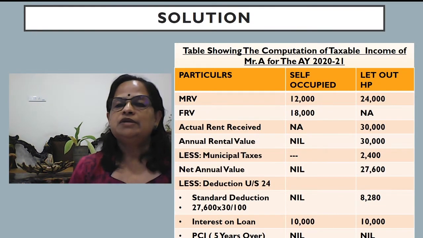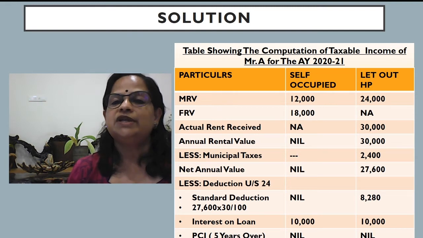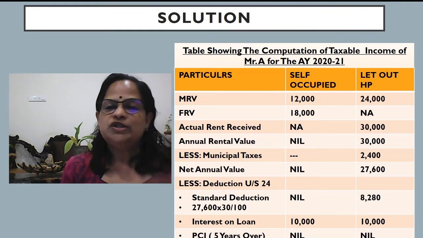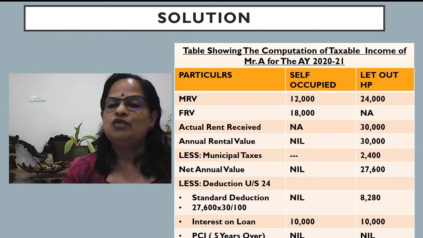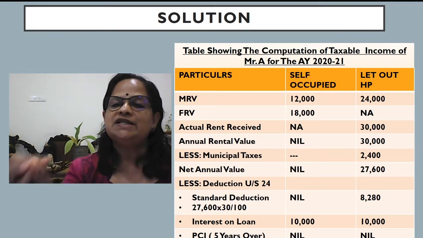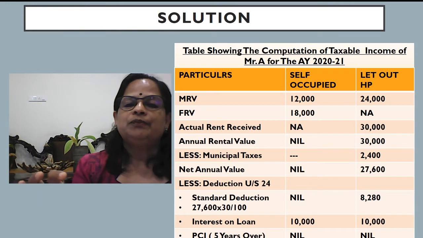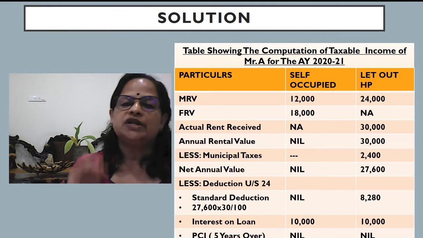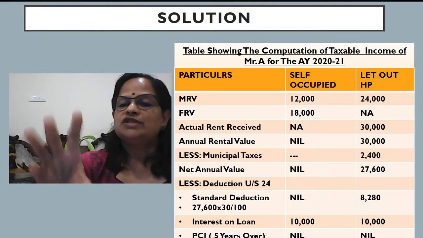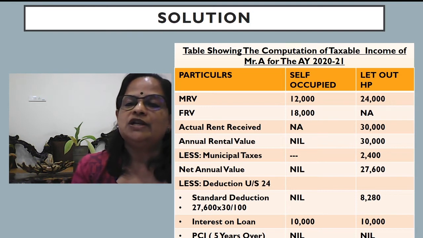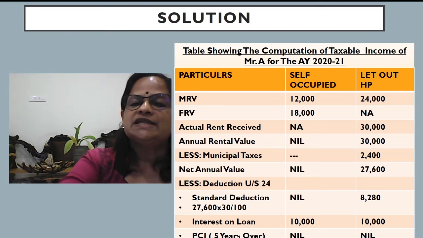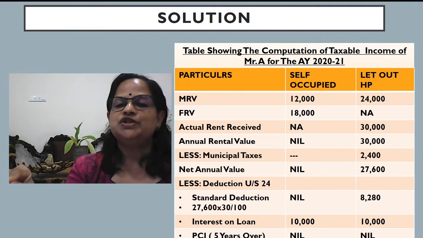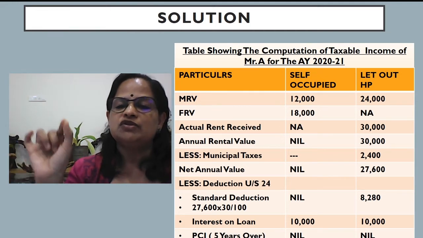Now the solution: table showing the computation of taxable income of Mr. A for the assessment year 2021. Municipal rental value, for both the houses I wrote it just like that; for self-occupied you can leave it blank also. Fair rental value, one is 18,000, one is not applicable. Actual rent received not applicable. Let out house property is 30,000. Annual rental value, it's nil for self-occupied house property, up to net annual value is nil. Municipal taxes 2,400. For let out house property we reduce municipal taxes from 30,000 and get net annual value 27,600.